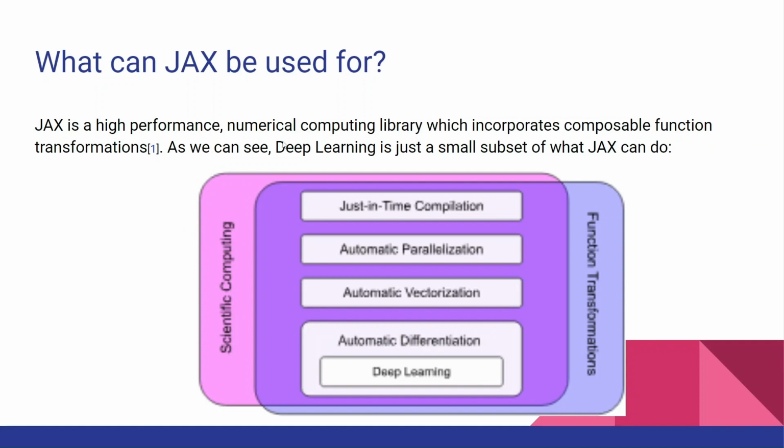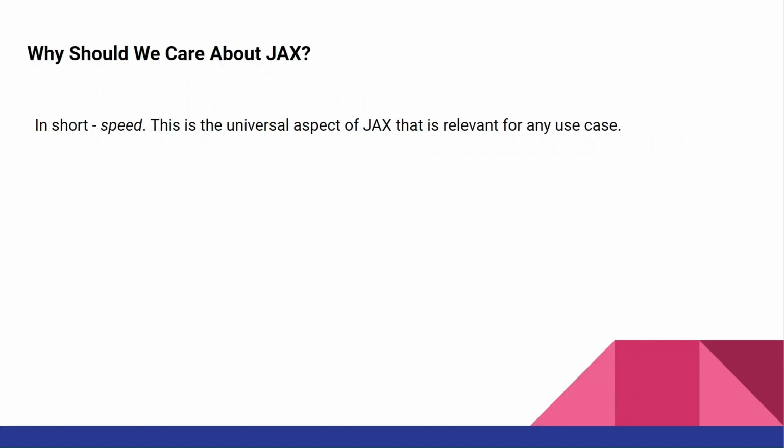So JAX is a high-performance numerical computation library which incorporates composable function transformations. As we can see, deep learning is just a small set of what JAX can do. It can do just-in-time compilation, automatic parallelization, vectorization and differentiation. So if you have to understand at a higher level, just think with JAX you can do JIT, which is just-in-time compilation, automatic parallelization, vectorization and differentiation, which are mostly scientific computing and function transformations.